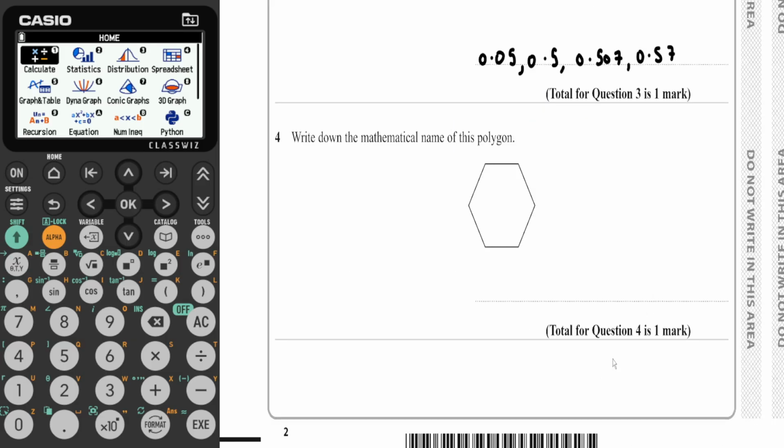Question number 4. Write down the mathematical name of this polygon. Here we have a hexagon.